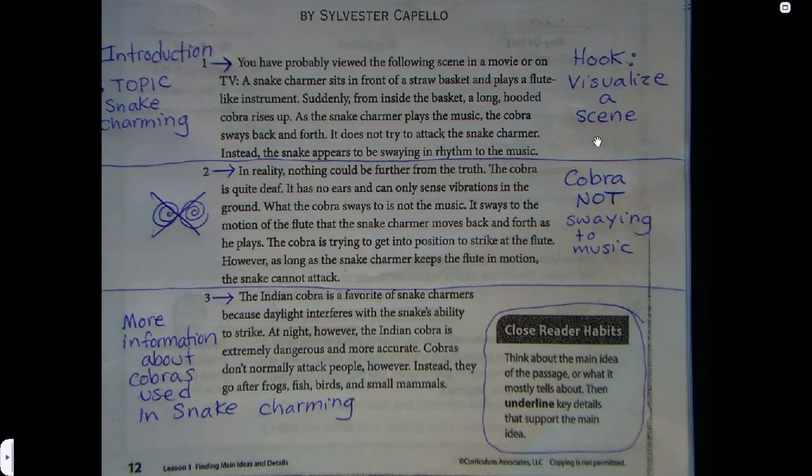Like, for example, why don't they use rattlesnakes? Why cobras? I think, if I were to guess, it's because they don't have very good aim in the daylight and because they don't typically attack people. So it's kind of safer. Maybe a rattlesnake would be a lot more accurate. I don't know.